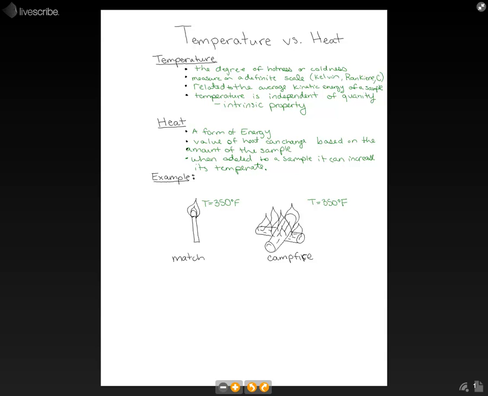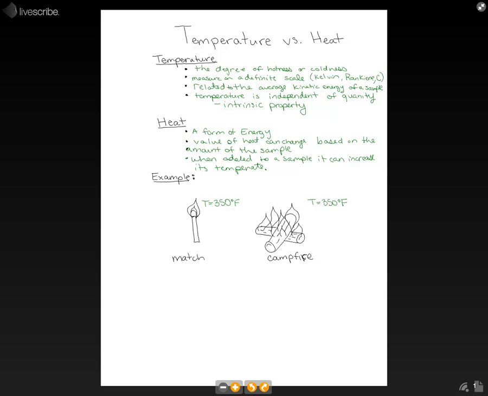And let's look at this example of the match and campfire just a little bit more to understand that difference. So like we said a second ago, both a match and a campfire can have a temperature of 350 degrees Fahrenheit. But you probably wouldn't want to be as close to a campfire as you would a match, right? Because you can hold a match in your hand. You might be about an inch from the flame, but you wouldn't want to be an inch close to your campfire. And that difference is because of the heat.